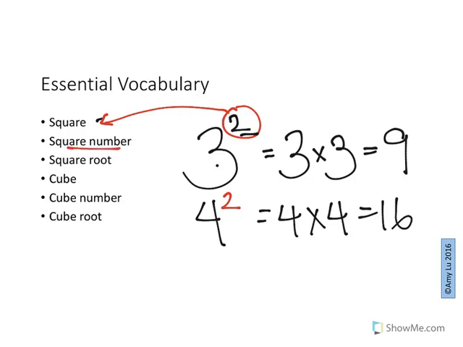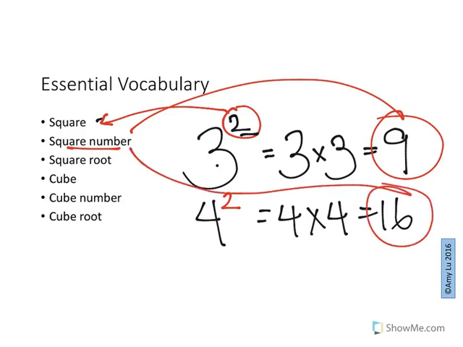Now, a square number is a result of squaring a number. So 9 is a square number, 16 is a square number. For example, 25 is a square number because it's 5 times 5. 36 is a square number because it's the result of 6 times 6. You can even think of 144 as a square number because it is a result of 12 times 12.